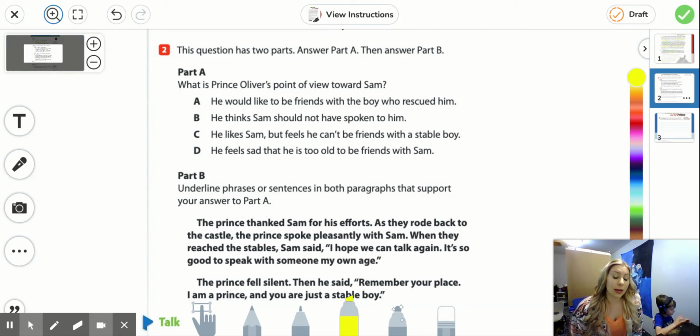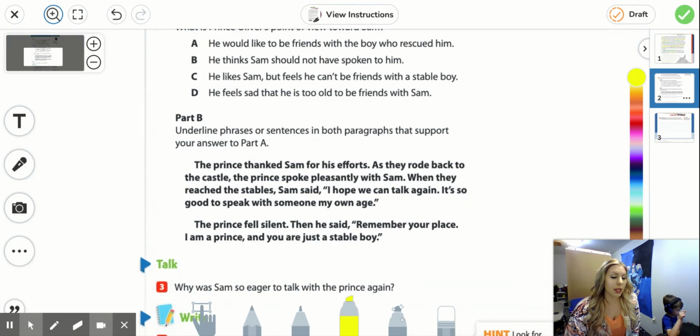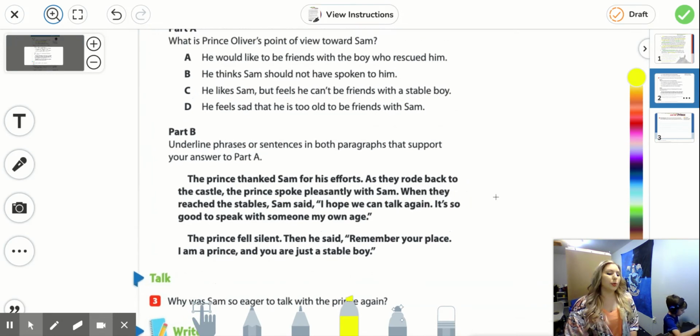As you are thinking about that, I'm going to reread these 2 paragraphs here to give us some ideas of what it could be and why. The prince thanks Sam for his efforts. As they rode back to the castle, the prince spoke pleasantly with Sam. When they reached the stables, Sam said, "I hope we can talk again. It's so good to speak with someone my own age." The prince fell silent, and then he said, "Remember your place. I am a prince, and you are just a stable boy." Which one best shows how the prince feels towards Sam?